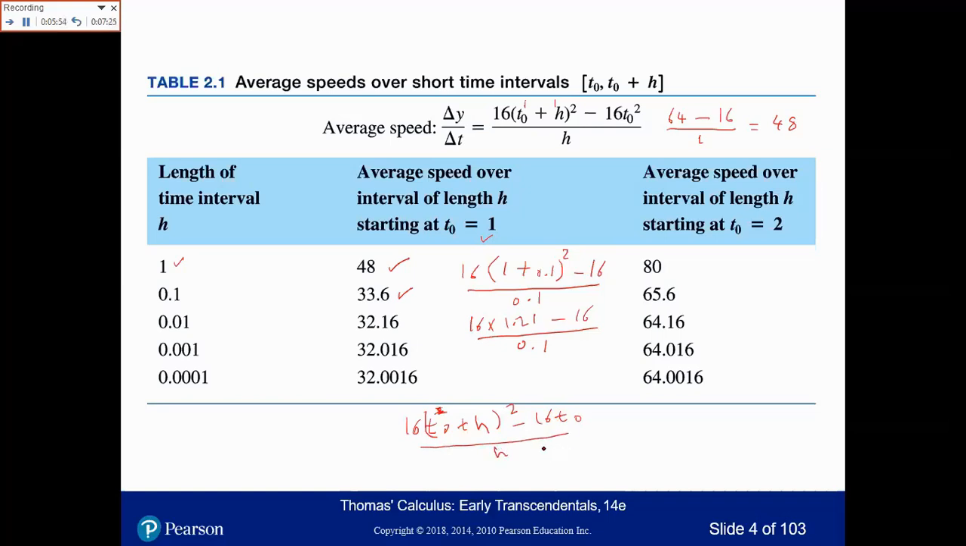This one, if we spread it out, remember when we did it at the beginning, we'll get what? 16 t0 squared plus 32 t0 h plus 16 h squared, and then minus 16 t0 squared. Everybody see that?